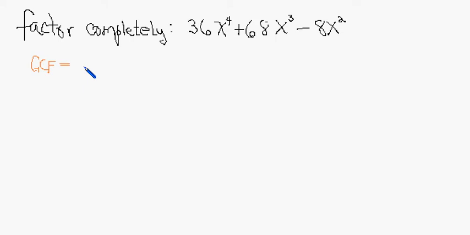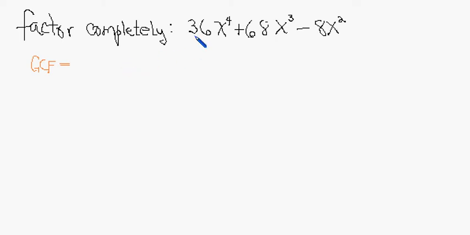Well, a GCF is a factor that, if you were to divide, is going to go into 36x to the fourth and also into the term 68x to the third and also into the term negative 8x to the second power. So now let's see how this is going to work.